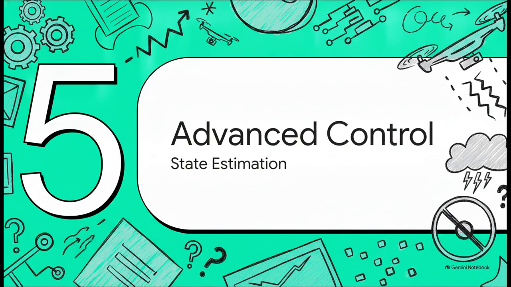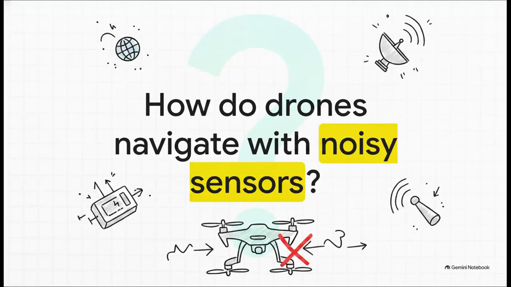Section 5, Advanced Control and Estimation, looking at state estimation. Now, all of this logic sounds flawless on paper, right? But we have to acknowledge a pretty hard truth here. The real world is incredibly messy, and sensor data is rarely ever perfect. I actually want you to stop and think about this for a second. How does a drone actually know where it is when literally all of its sensors, its GPS, its accelerometers, are naturally noisy and slightly inaccurate?